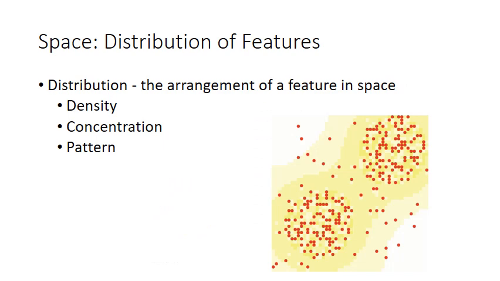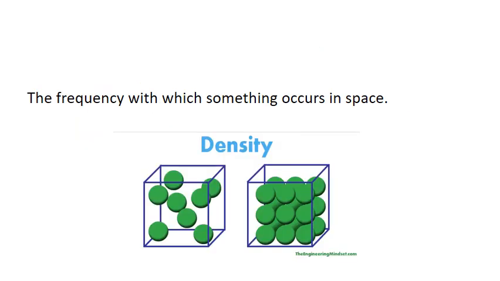Distribution refers to the arrangement of a particular feature within space. And we'll take a look at three components of this distribution: density, concentration, and pattern. Density refers to the frequency with which something occurs in space. The example I generally use is the number of desks in my classroom.